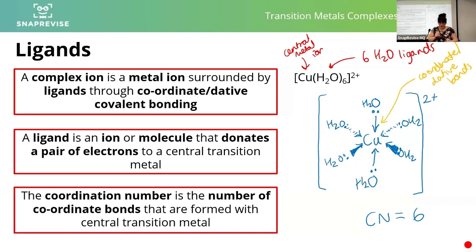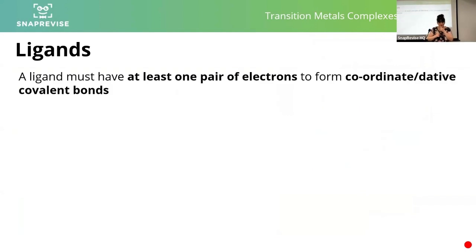Okay, lovely. Let's think about some specific ligands then. A ligand must have at least 1 pair of electrons to form a coordinate or dative covalent bond, because that's how the bond is made, one atom donating a pair of electrons to a covalent bond. So they must have a pair of electrons that are available to donate. There are some ligands which only donate a single pair of electrons per ligand.